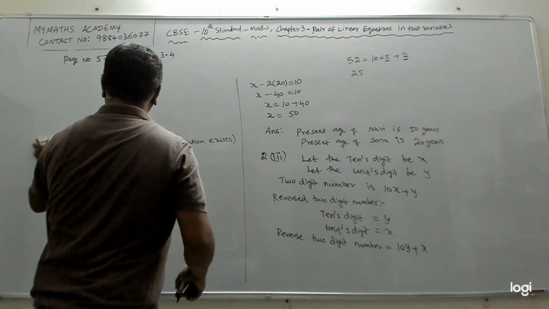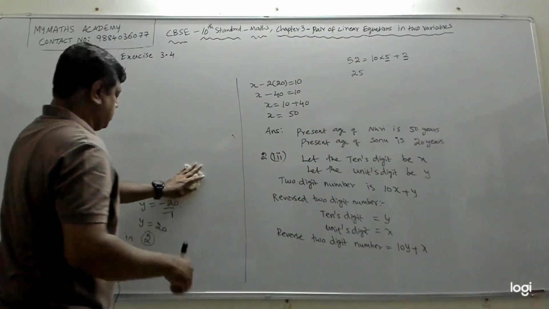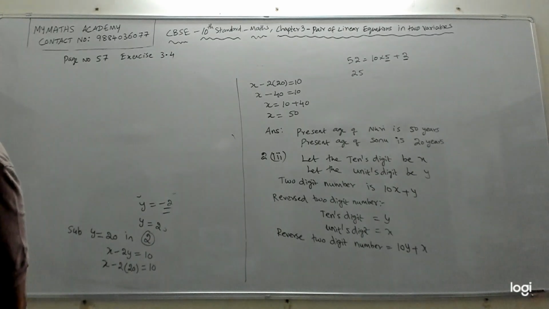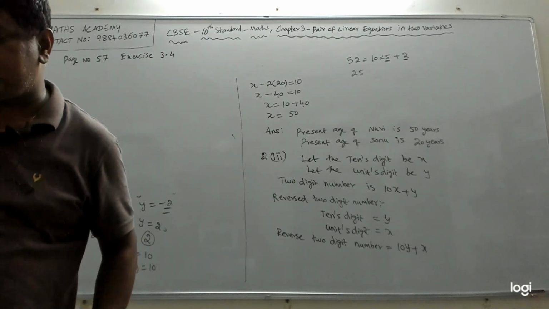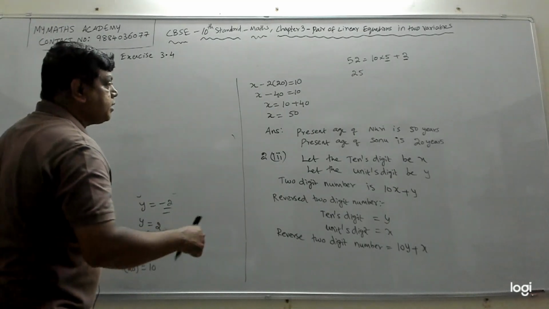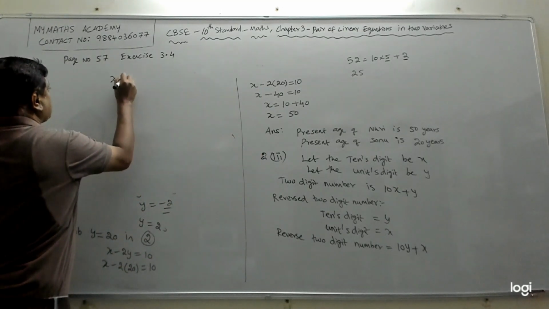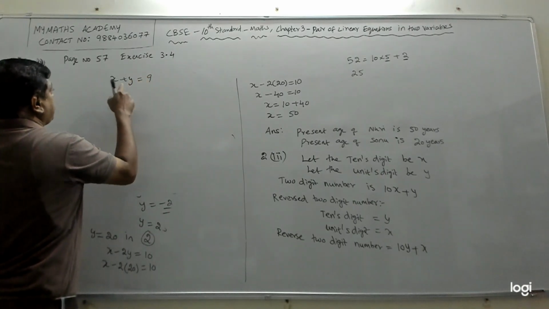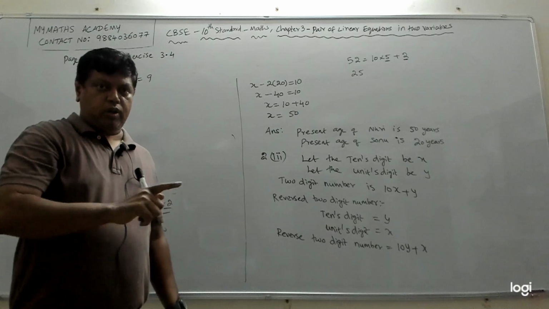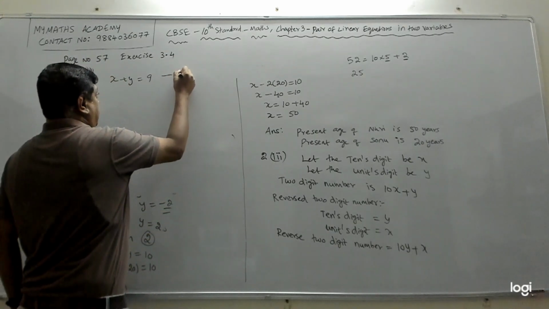Now what is the question there? So we read the question. It says the sum of the 2 digits of a 2-digit number is 9. Sum of the digits is 9, which means x plus y equal to 9. This is the sum of the digits. The tens digit plus units digit is 9. So that is one equation that we have got.